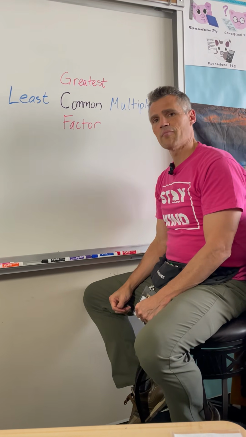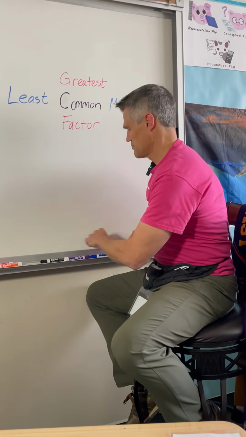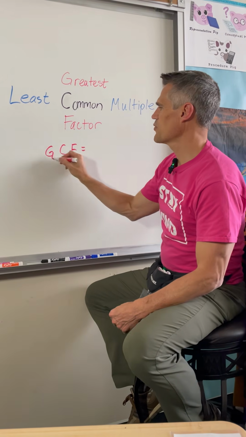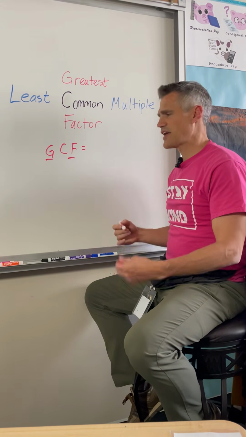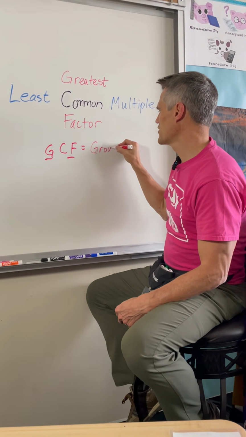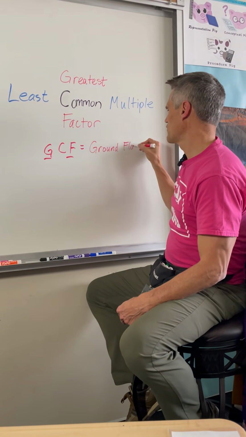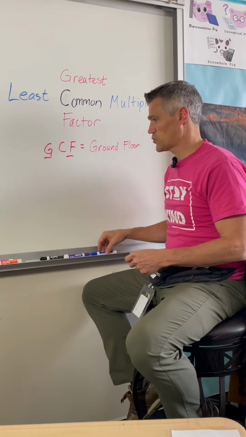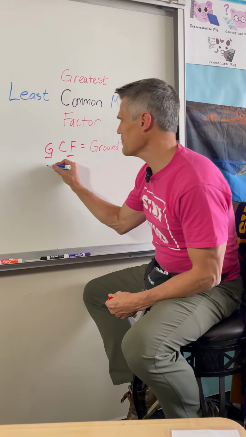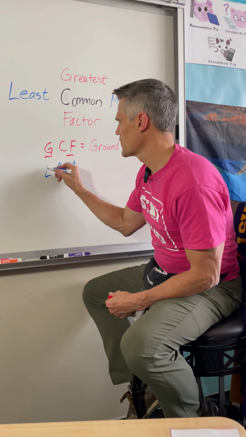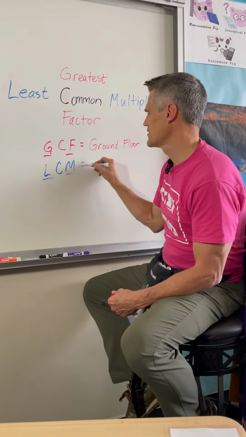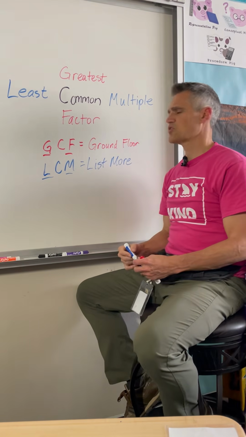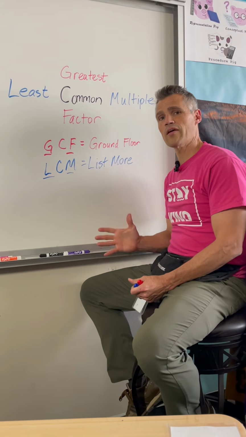But here's a little mnemonic that might help. So, greatest common factor. If we remember, the G and the F, they could stand for ground floor. We're looking for numbers that are beneath or that help make up the ones we're working with. And LCM could stand for list more. So ground floor, GCF, list more, LCM.